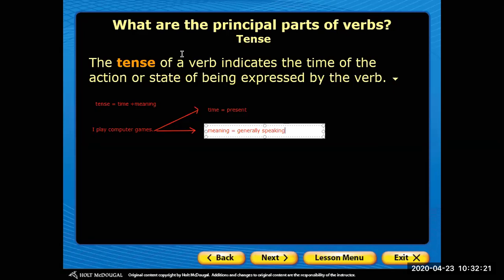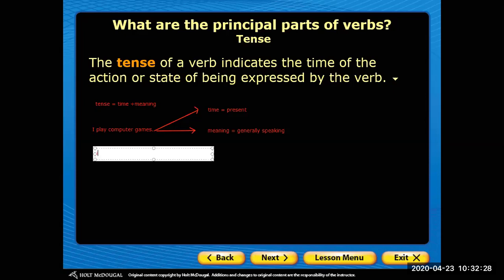But what if I use another sentence here? Look at this sentence, Mazen. I am playing computer games. Aha. So this is very different from this, although they have the same time. What's the time here, Mazen? Present. Yes, very good. The time is actually present.